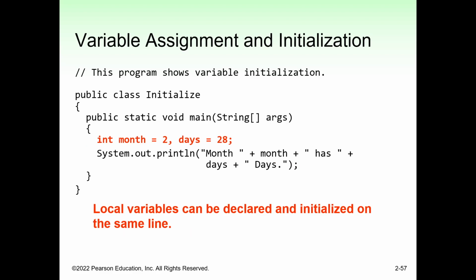Now you can see here that your local variables, you can declare and initialize them on the same line. In this case, we have integer months equals 2, comma, days equals 28. Again, I would not recommend you do this, what they're telling you to do in the book. I would recommend that you space your variables out just so it's a little bit easier for you as a beginner to follow your flow of the code and see what's actually happening in your code.